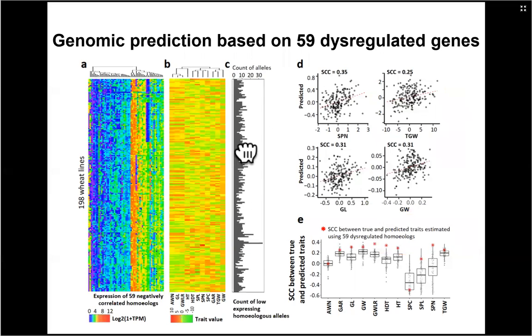When we use expression data of those 59 dysregulated genes to perform genomic prediction, we observe the accuracy. The accuracy actually is pretty good. You can see the predicted trait value versus the actual trait value, the correlation is 0.35, compared to what's reported in maize. So this is a pretty high genomic prediction accuracy.